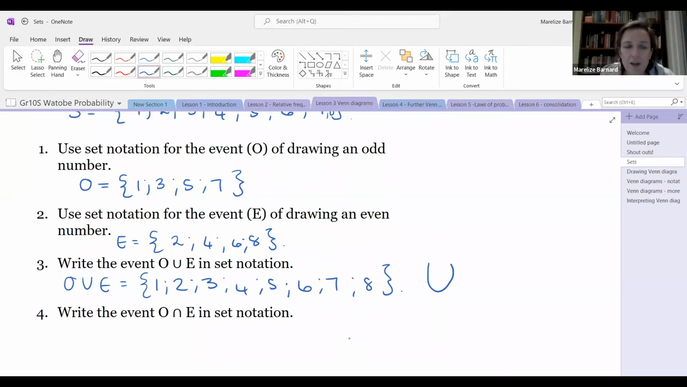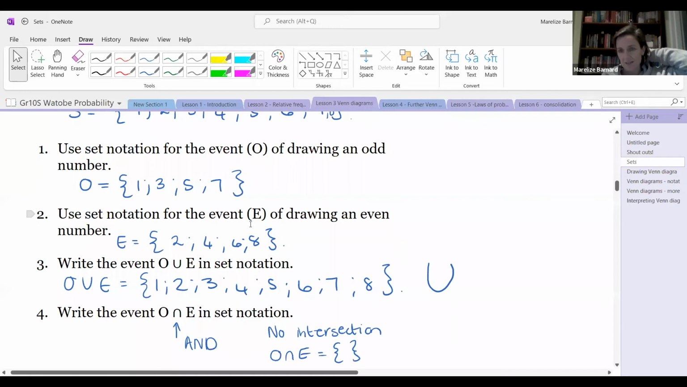So Yenzi, I hope you mean in question 4, this means and. So for and, we are looking at the overlap. Is there anything in O that is also in E? There is no intersection. That's right. So there's no intersection, nothing in O that's also in E. So we can be fancy and write it like this. It's an empty set. So we just leave it like that. Literally just an empty set.